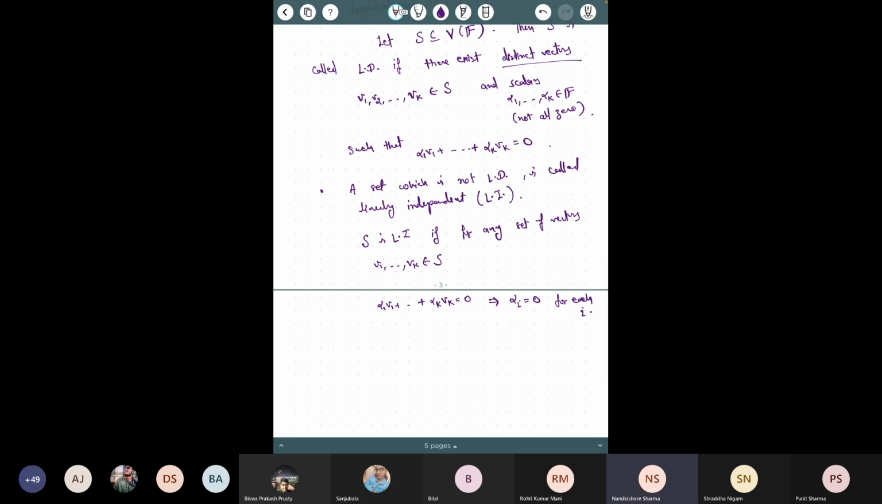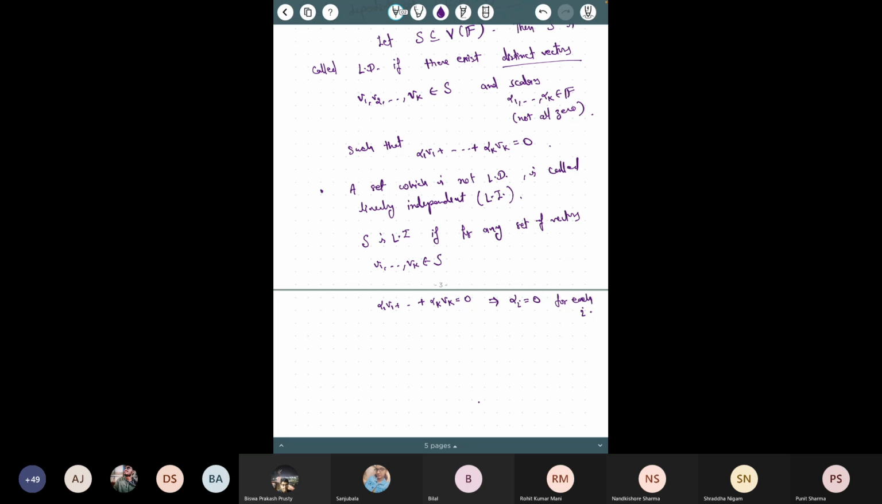And in some cases, instead of a set, we are given some vectors, let's say v1 to vk. If these vectors v1 to vk are linearly independent, then instead of saying the set is linearly independent, we say v1 to vk are linearly independent. The vectors are linearly independent. It's just the terminology we use.